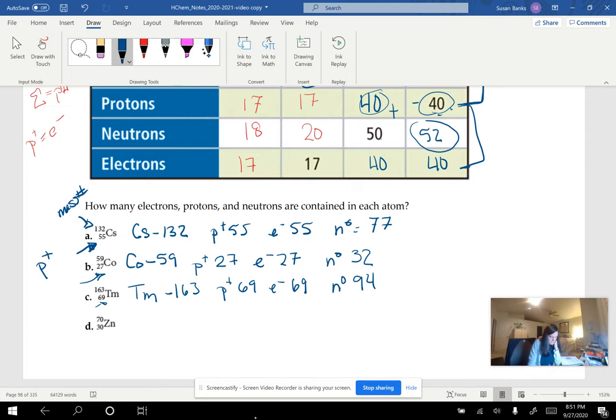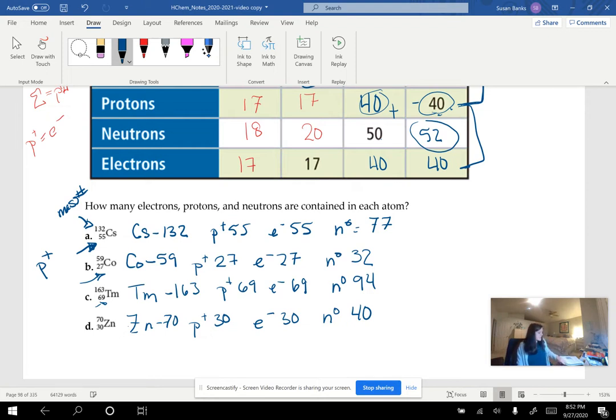Okay? Zinc-70. This is another way of writing zinc 70. We would have 30 protons, 30 electrons, and we will have 40 neutrons. Okay, how'd you do on that?